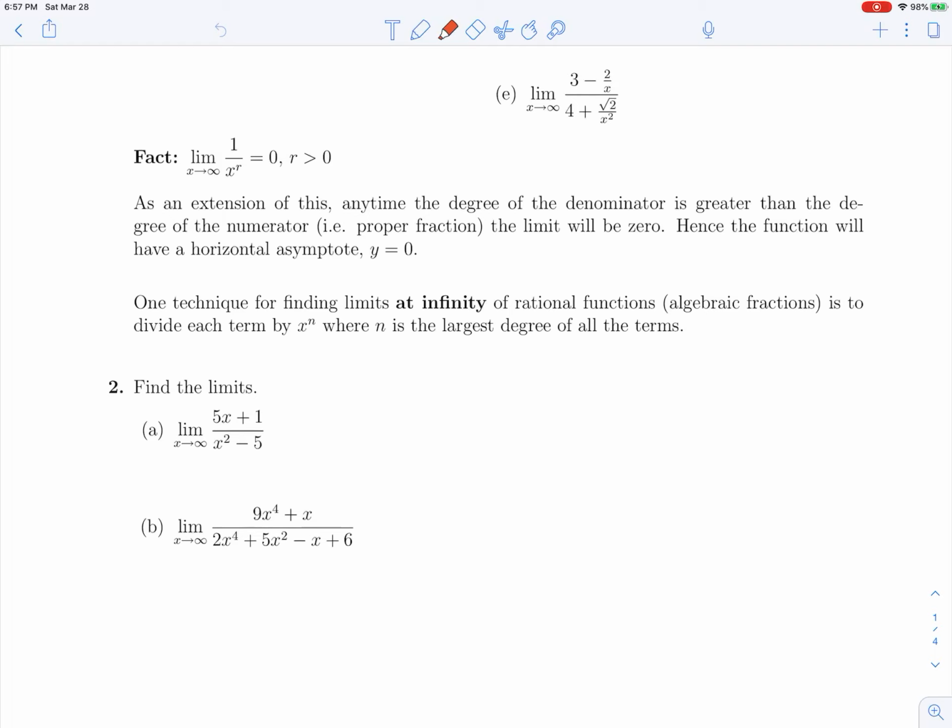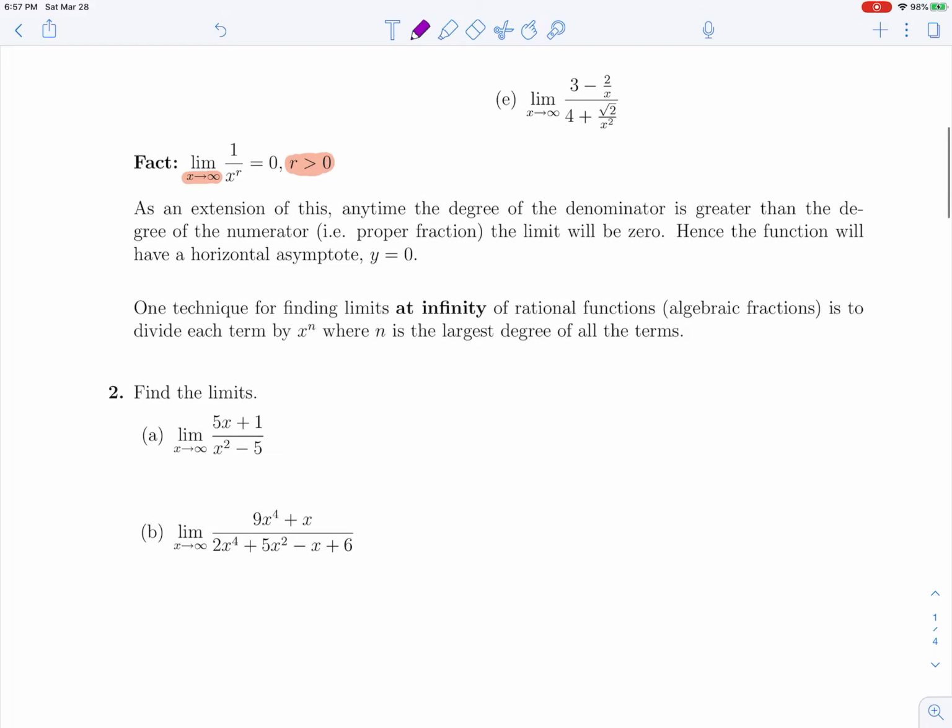The limit as x approaches infinity, and that could be negative infinity as well, of 1 over x to the r, provided r is positive, is 0. If r is negative, then that gives you a reciprocal, which will invalidate this. And that's happening because if this gets big, 1 over big goes closer and closer to 0.